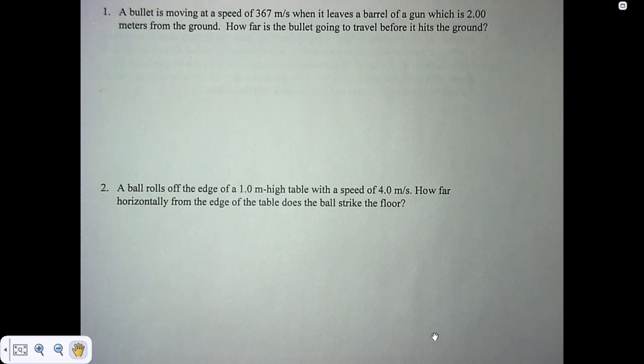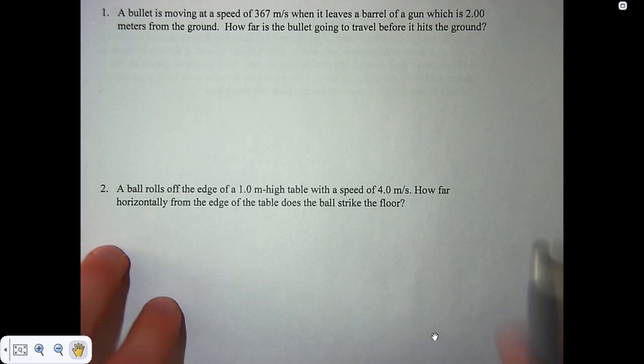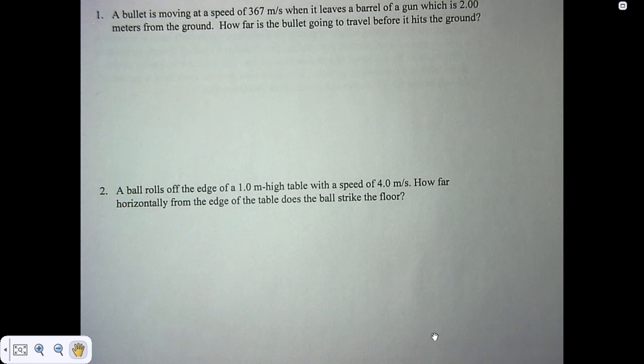Now, with these problems, the first thing we need to do is, again, identify what the problem gives us, what the problem wants us to get, and things of that nature. It's very important for us to understand some key concepts. We are now working in two frames of reference, in the X frame and the Y frame.